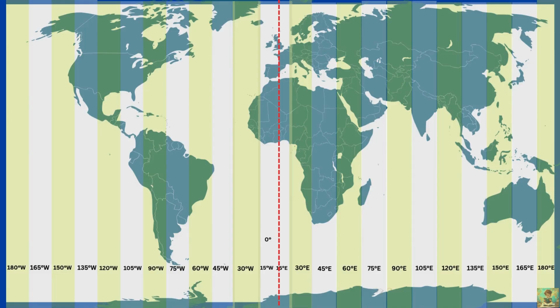We already know that the Earth turns 360 degrees in 24 hours. So each 15 degrees of longitude is equal to 1 hour. This makes it easier to know the time in different parts of the world. Each time zone has a time that is ahead or behind GMT, that is Greenwich Mean Time.